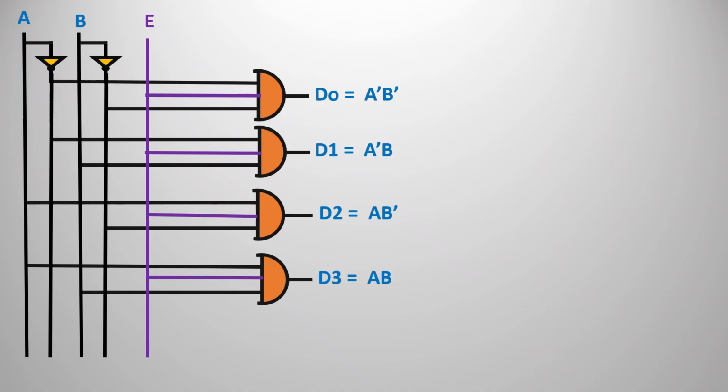Because the decoder will work only when enable is 1. So that is the reason all the AND gates are connected with the enable.